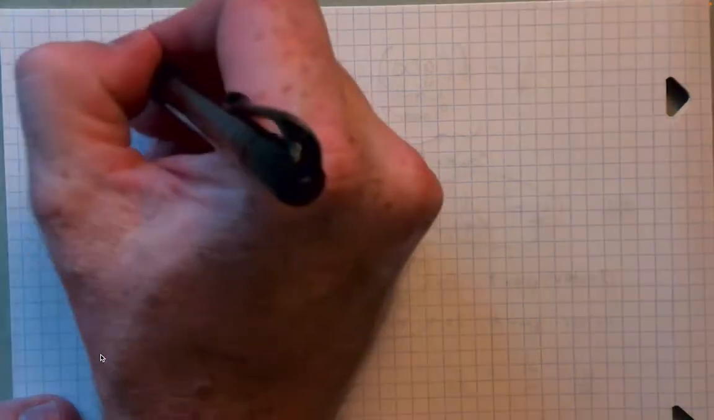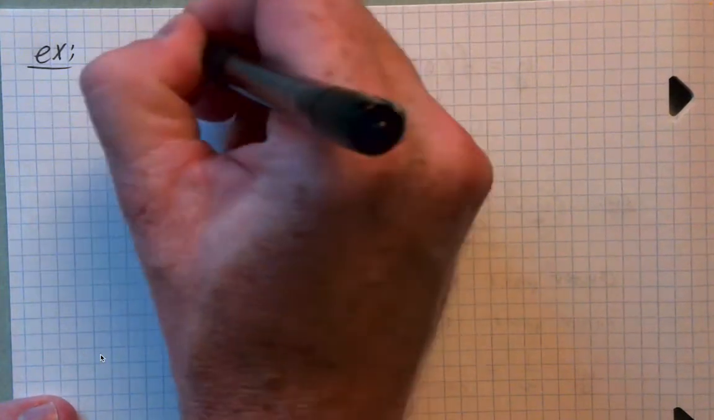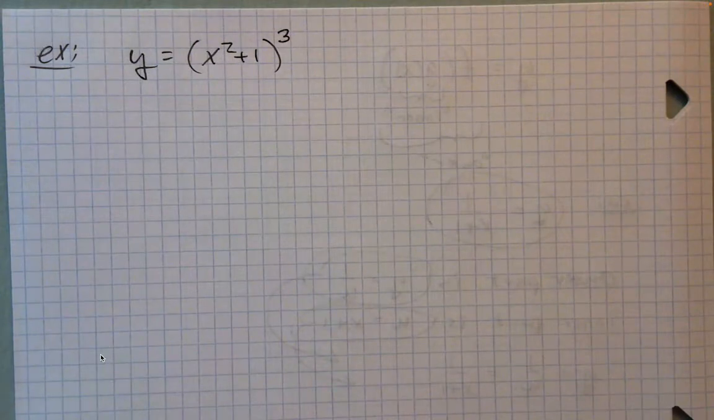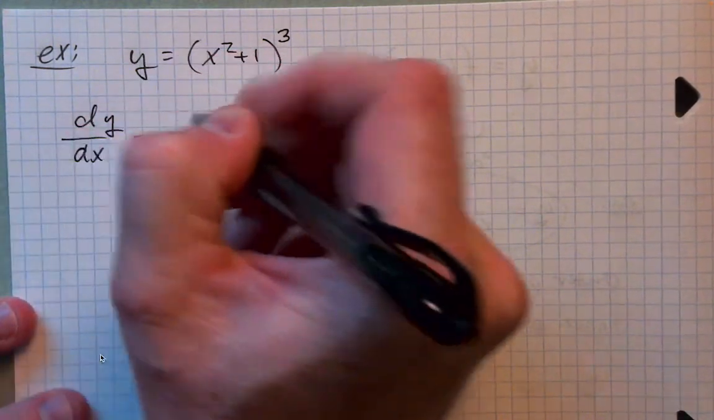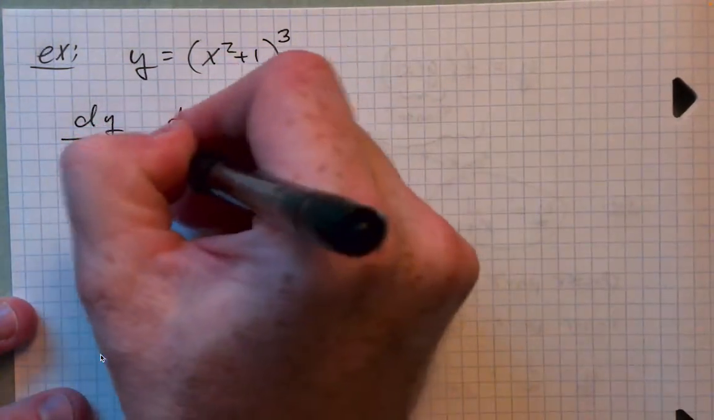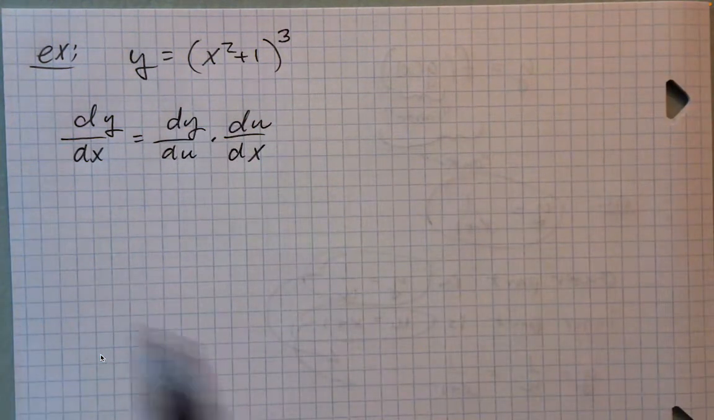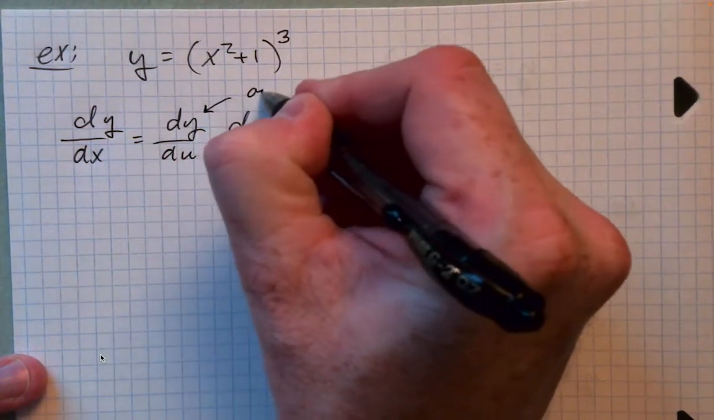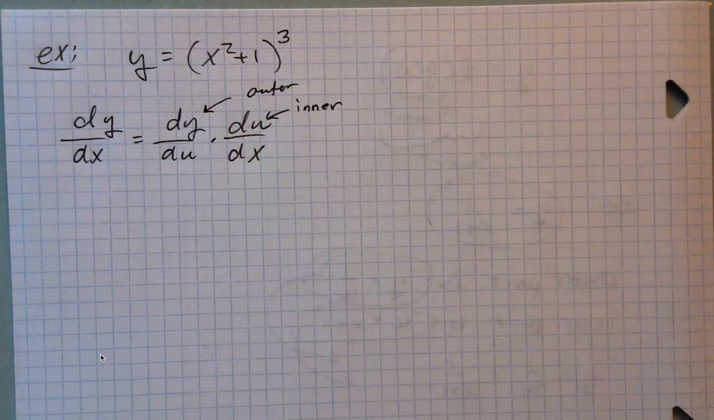Let's start with this example. Let's say y is equal to x squared plus 1, and then let's cube that whole thing. All right, so remember the chain rule then says that dy/dx is equal to dy/du times du/dx. Okay, so first we need to know what the y function is, and then the outer function and the inner function. So you can kind of think of this as the outer function, and this guy here is the inner function. Okay, so you need to establish those things.